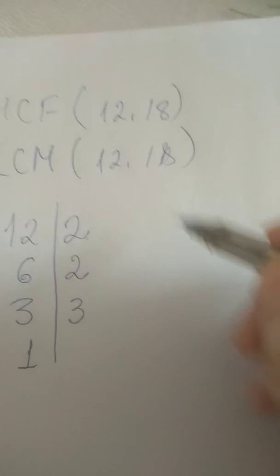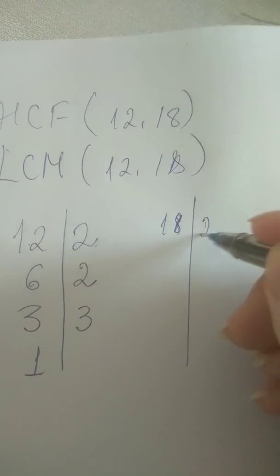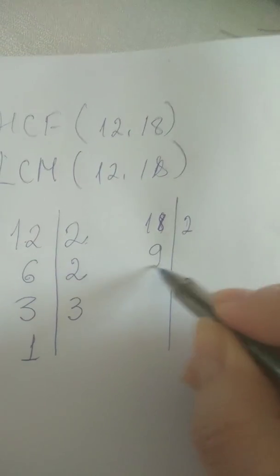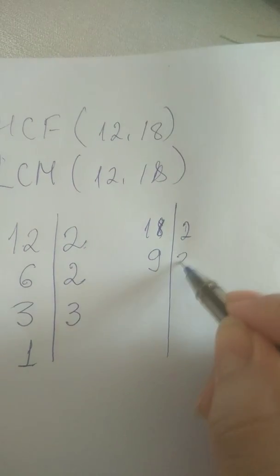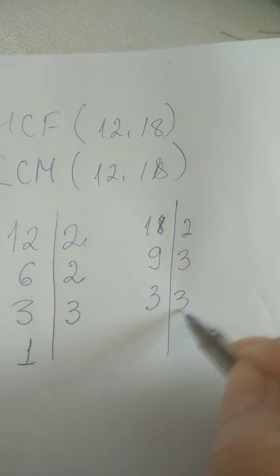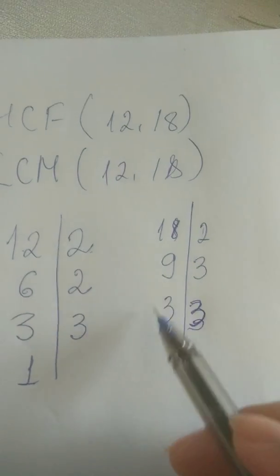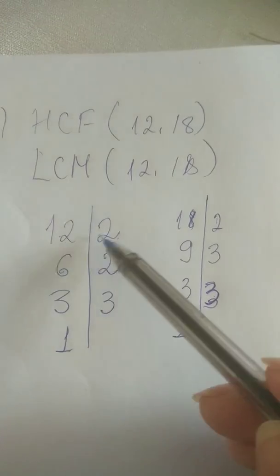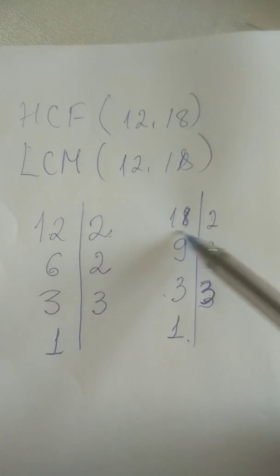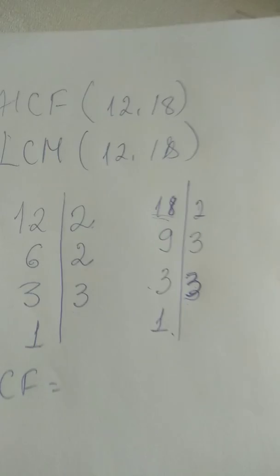Then, what about 18? 18 over 2, 9 times. 9 can't be divided by 2, that's why we start with 3. 9 over 3, 3 times. Then 3 over 3, 1 times. So that's it. The factors of 12 are 2, 2, 3, and the factors of 18 are 2, 3, 3. For the HCF, you need to find the same factors.